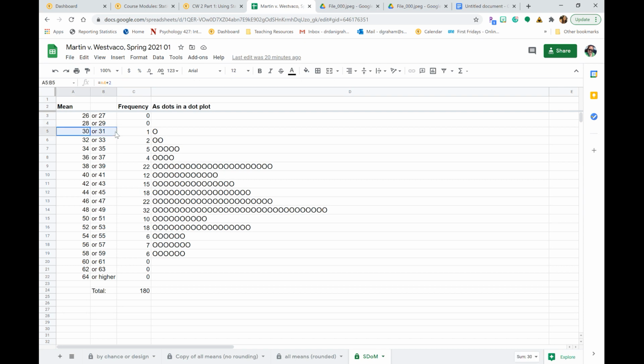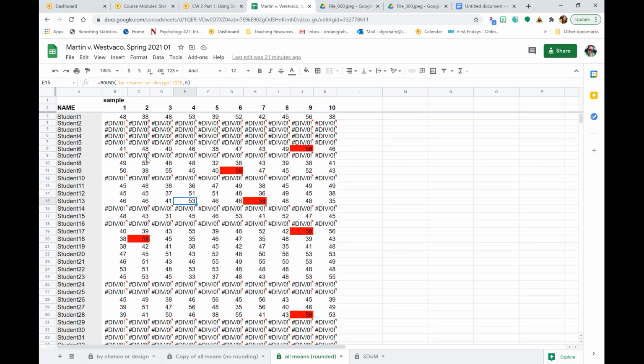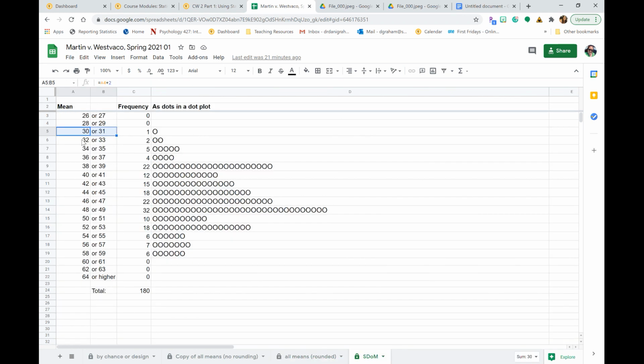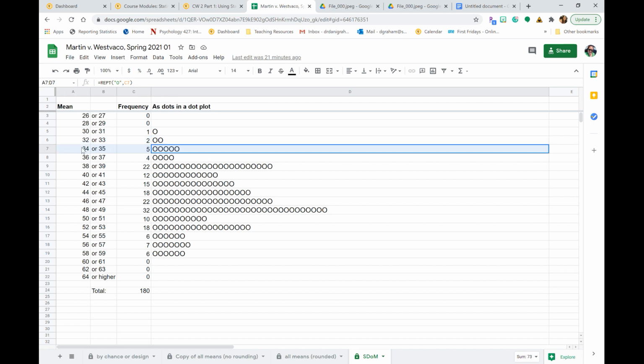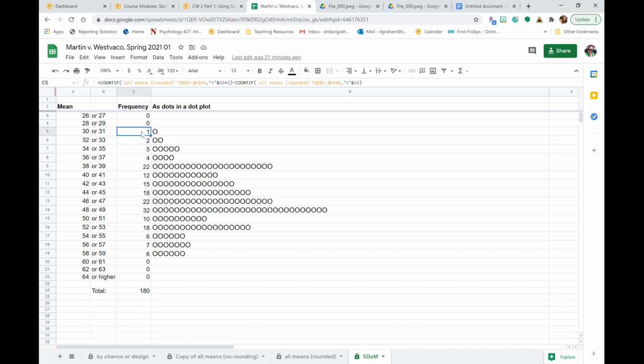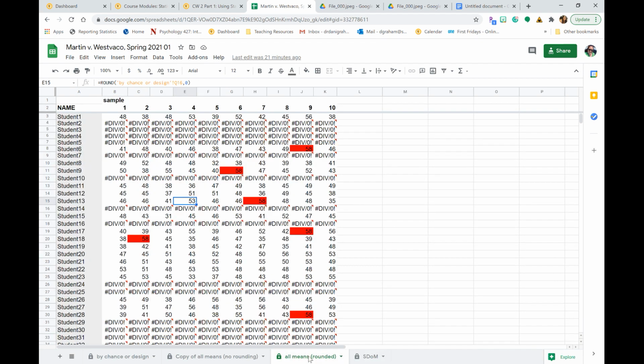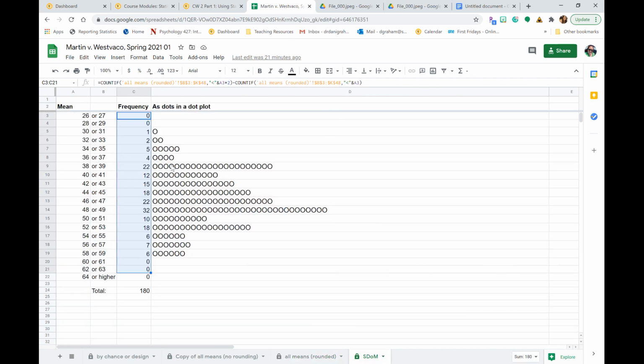None of them came out as those numbers. Okay, how about 30 or 31? In all of these values, we should have one 30 or 31. And so it's just counting. There are 2 means that were 32 or 33, 2 that were 34, or sorry, 5 that were 34 or 35. So it's just showing us in the column first how many means from all of these sample means that we've put together were these values. So we can see some of them, 46 or 47. There were 22 that were a 46 or 47.